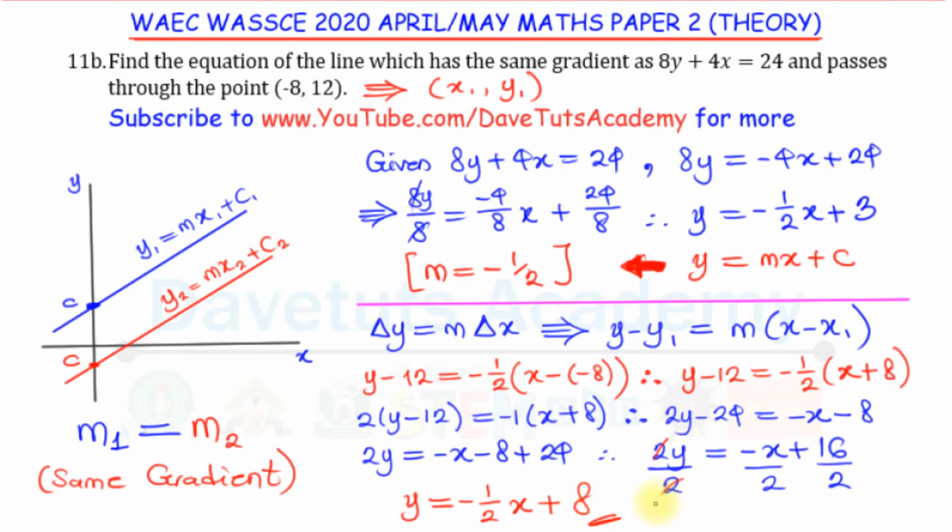And like this, we've been able to solve this particular question correctly. And you can see, look at the two equations. Here we have the slope to be minus half, and here the slope is also minus half. It's only the intercept that is changing. In the first case, the intercept is 3, but here the intercept is 8. So this is how to go about solving our question, and the correct solution is y is equal to minus half x plus 8.